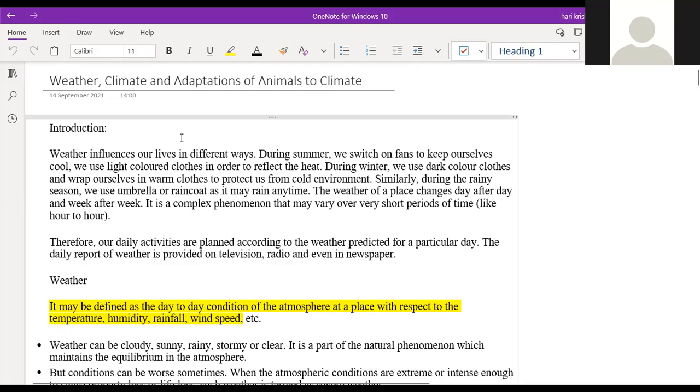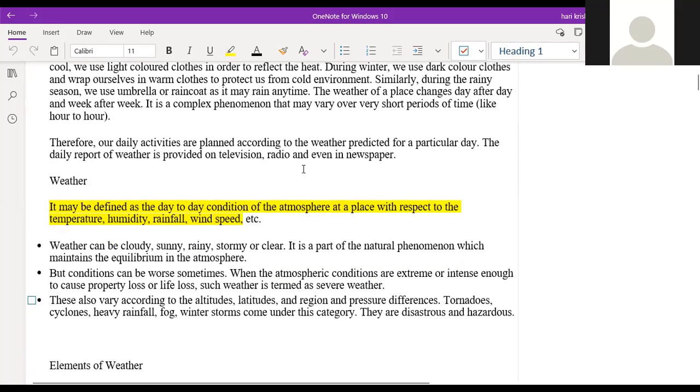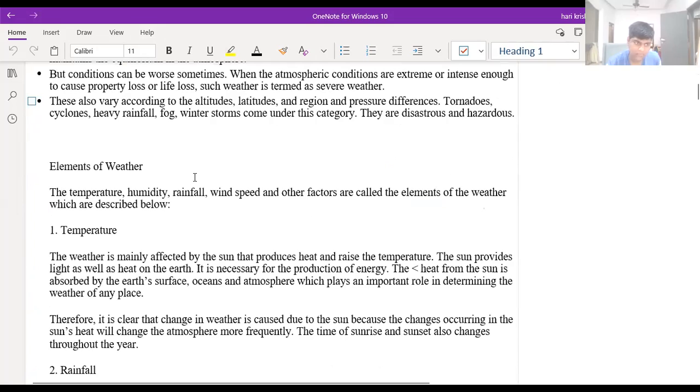Like precipitation, saturation, sunlight, cloud formation and all will also come. That is the minor things. But majorly the weather condition of any particular place depends upon the temperature of that place, the amount of humidity in that place, the rainfall, and the wind speed. Okay, so that we discussed.